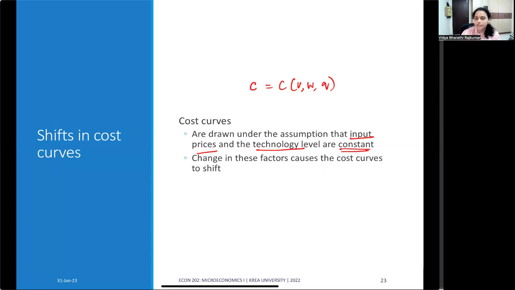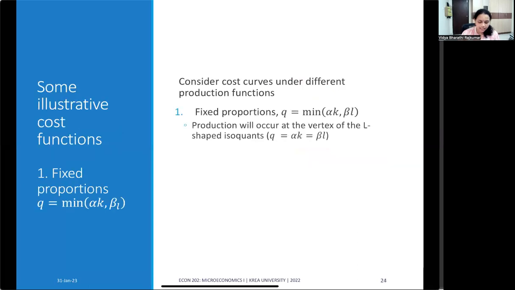In order to understand the mechanics of these changes, let's first look at a few different examples to see how cost functions are actually computed and written down. We look at that for the case of fixed proportions, for Cobb-Douglas, and for CES functions. So let's look at the cost curves under the fixed proportions function.